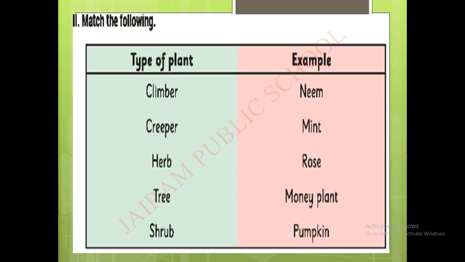Right. Here we have the match the following. It's going to be a very interesting activity. I think you might be very clear about the types of plants, isn't it? So now we can discuss the answers. What is the first question given? Climbers. The example for climbers is money plant.